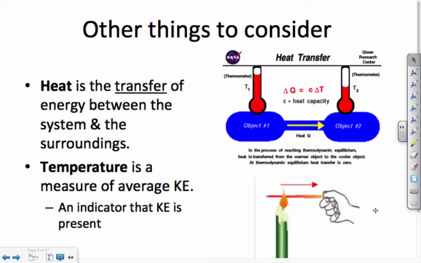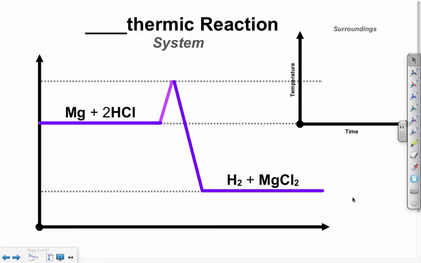Finally, we must remember that temperature is a measure of average kinetic energy. If we know what is happening to temperature in the surroundings, then we also know what is happening to kinetic energy. When magnesium metal reacted with hydrochloric acid during the endo and exothermic lab, we observed that the temperature in the surroundings, or in the styrofoam cup, increased.